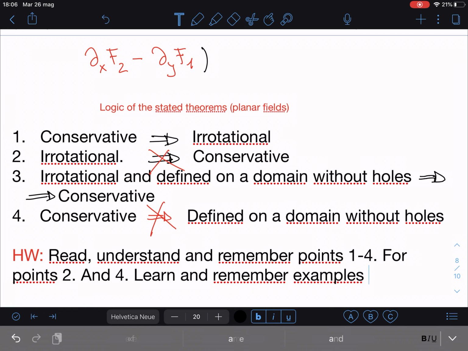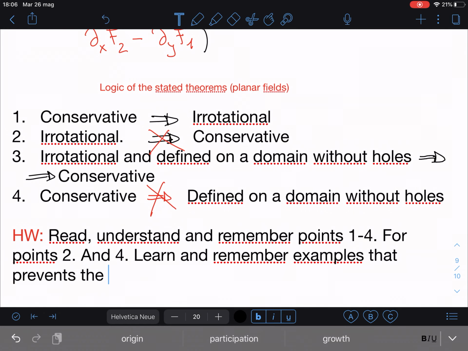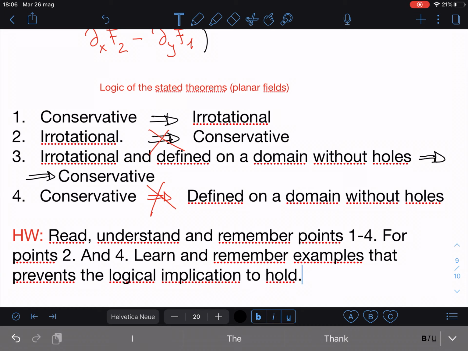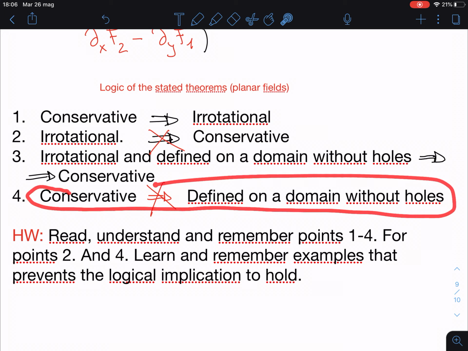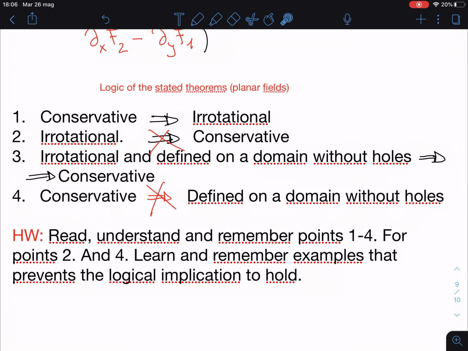an example that prevents the logical implication from holding. What does it mean? It means that for point 2, you must know an example of an irrotational field that is not conservative, the one that we gave in the last lecture and discussed today too. And for the fourth, an example in which you have a conservative field, but it is defined on a domain with holes.